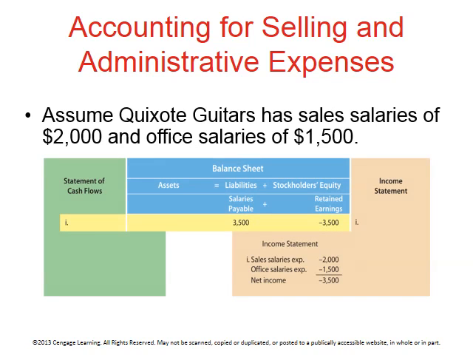If we look at the accounting, we have sales salaries for $2,000 and office salaries for $1,500. We recognize $3,500 in salaries payable because we did the work. They did work for us, but we haven't written them a paycheck yet. Then on our income statement, we have office salaries expense and sales salaries expense, and we know expenses reduce retained earnings on the balance sheet.